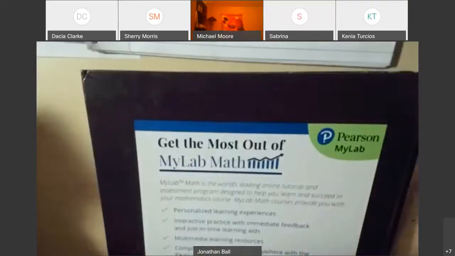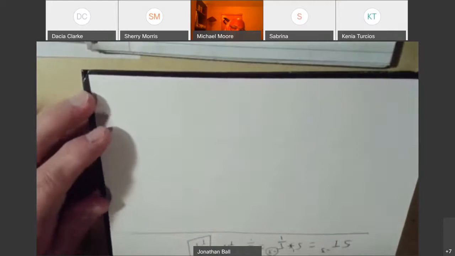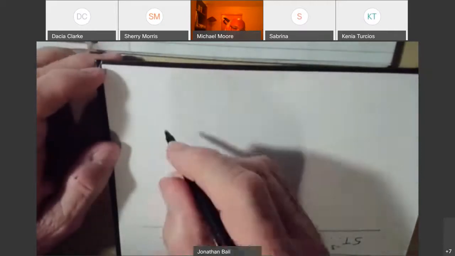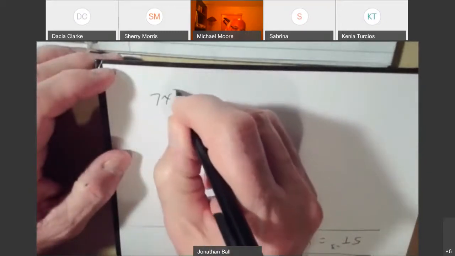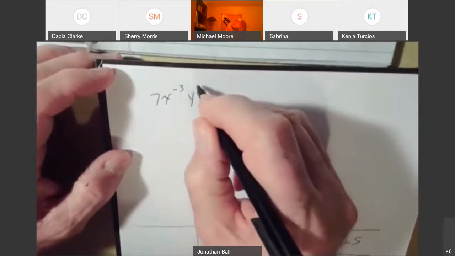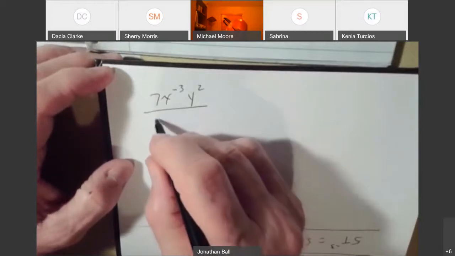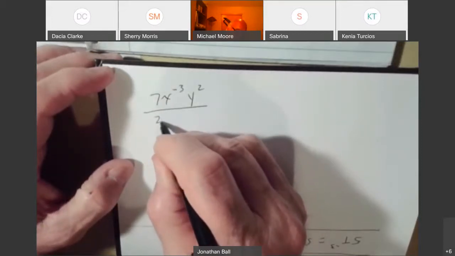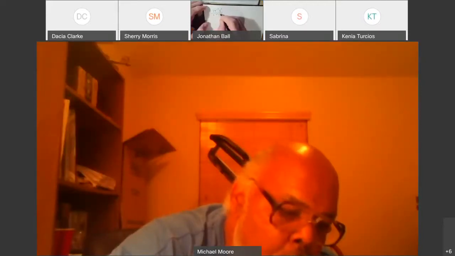Okay, now this is more like what you're going to see on the final exam. You're going to think, holy moly, I can't do this. This is way too hard. My brain collapses when I see these. But take them one at a time. They're really not that difficult. So if we have 7x to the minus third y squared over 2x squared y to the minus fifth.